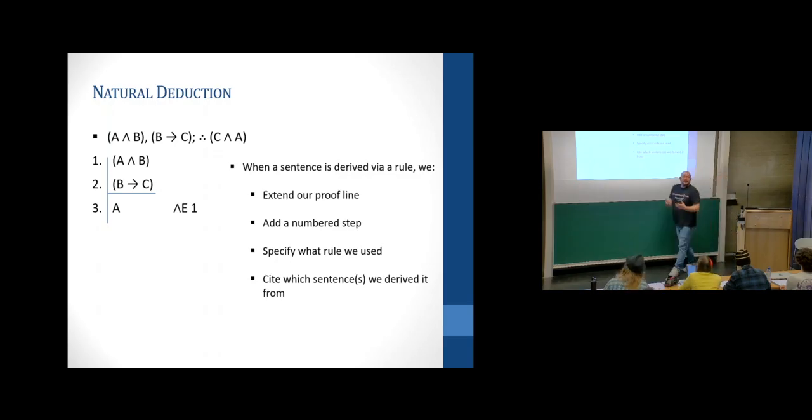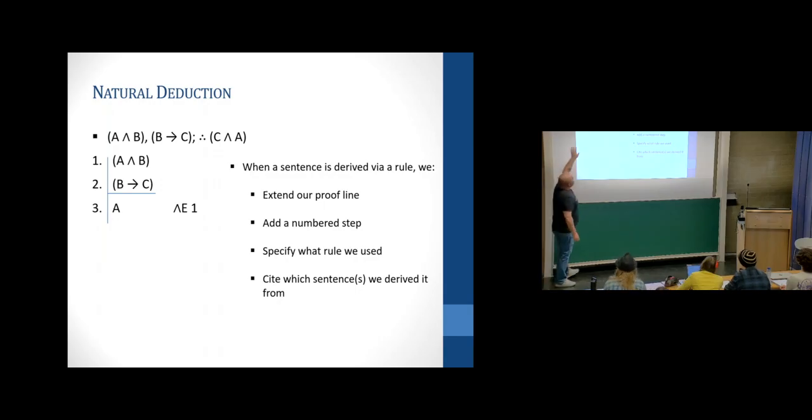So, as I said, if premise 1 is true, it's a conjunction. If conjunctions are true, both conjuncts are true. So we know from 1 that A must be true, because 1 is A conjunction B. So A's got to be true. So that's what we do for line 3. We extract one of the conjuncts using a rule, in this case, conjunction elimination.